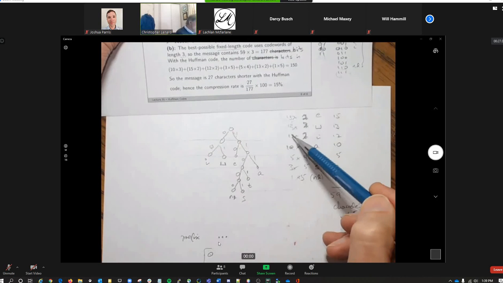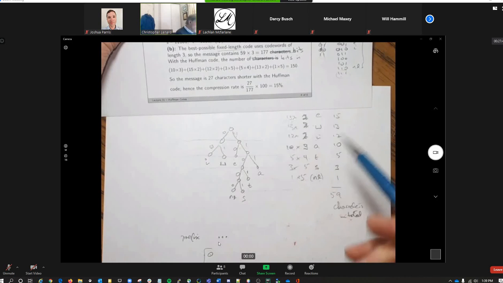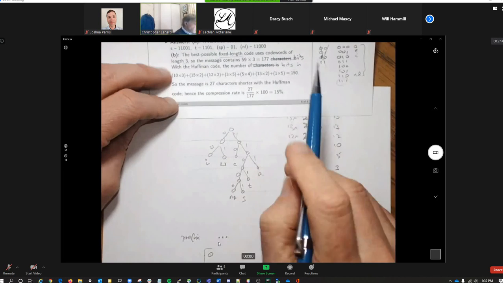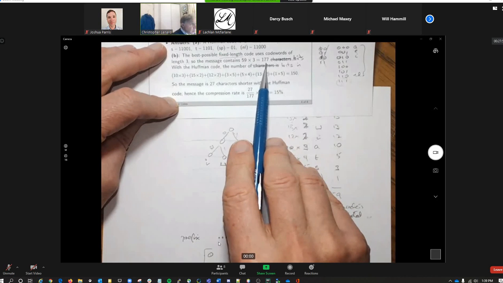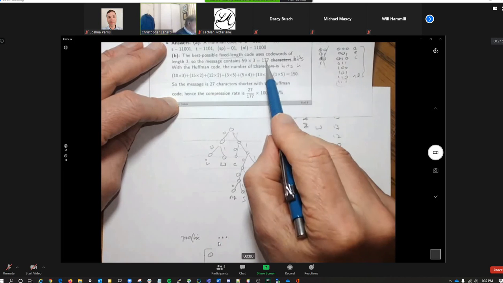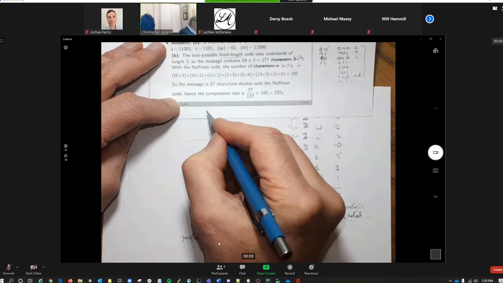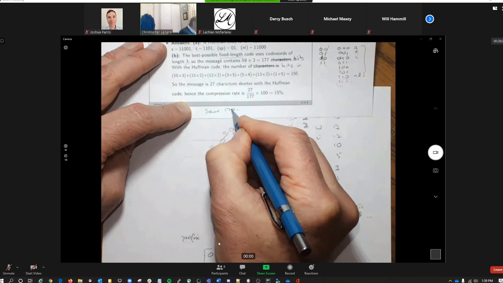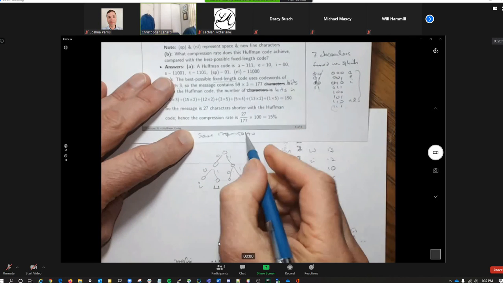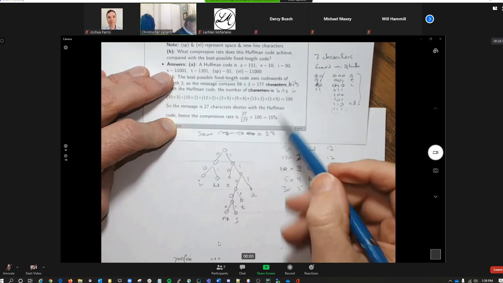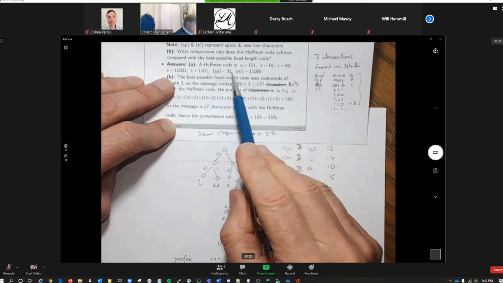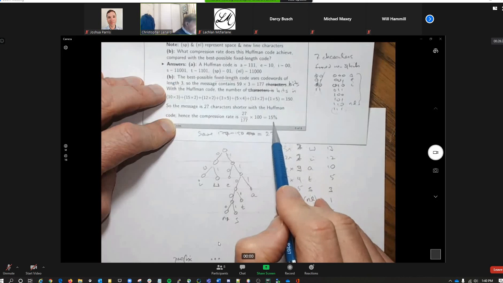Okay, so 15 twos, 3 twos, 12 twos, 10 threes, 5 fours, 3 fives, 1 five. Add it all up together and you end up with 155 bits, which is compressed compared to the 177 that you would normally have if each character got 3 bits. So how much have you saved? Well, 177 minus 150 is equal to 27. Okay, so 27 out of the best possible fixed length, 177, is 15%.